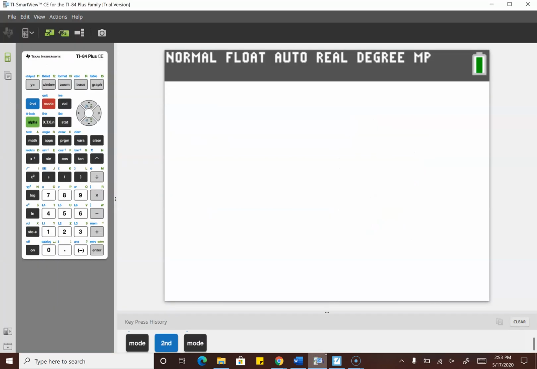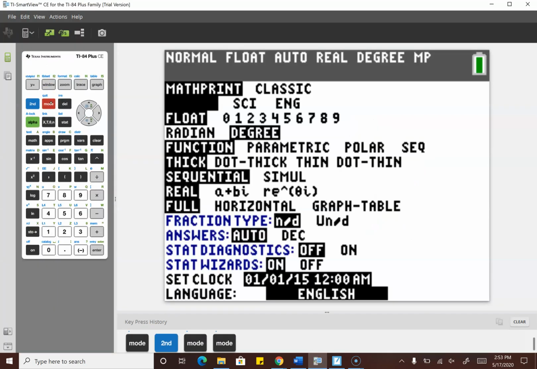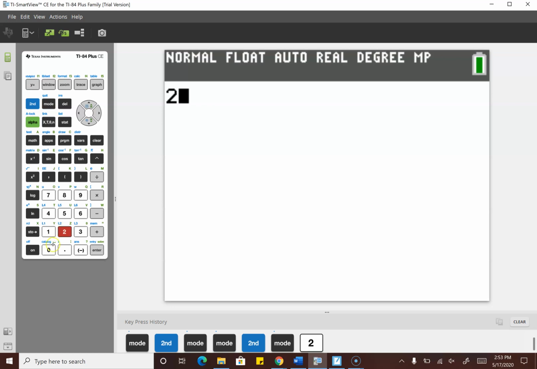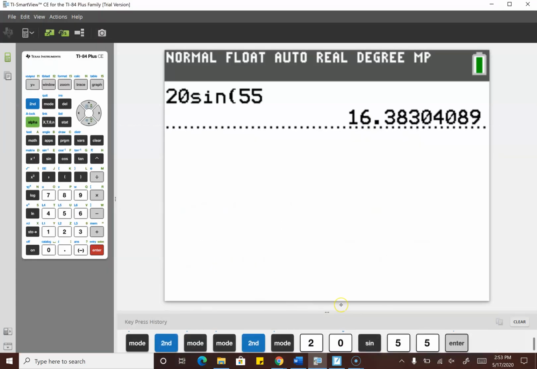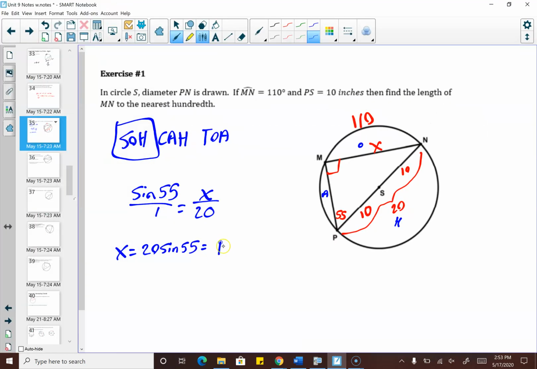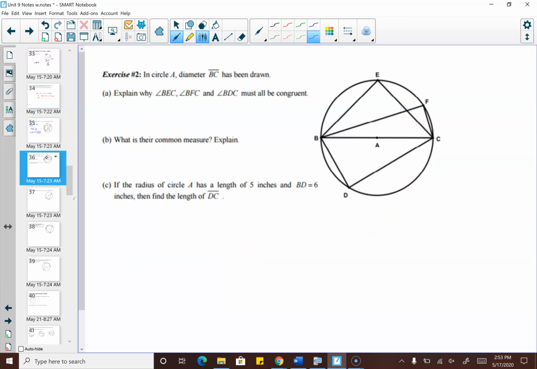All right, we're going to go to our calculator. Make sure your calculator is in degree mode. So we're going to do 20 sine of 55. And to the nearest, what does it say, hundredth? To the nearest hundredth, this is going to be 16.38. So we're going to be 16.38 inches for side MN. Okay, so you can see how we took our circle problem and we worked in our trig based on what they had given us. And like I said, Pythagorean theorem is also an option to a lot of problems that look like that.